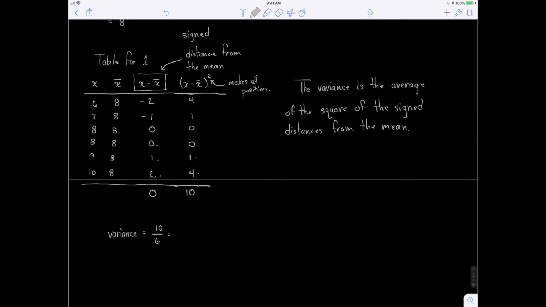So this is the same as 5/3, or you could write this as the decimal 1.6 repeating. We'll just round it to 1.7. Now, we have a symbol for it, and we're going to correct this, or put some more criteria on this a little later. But for now, we're going to represent the variance with this Greek letter, sigma, and we square it. Sigma squared. We write sigma squared for variance.